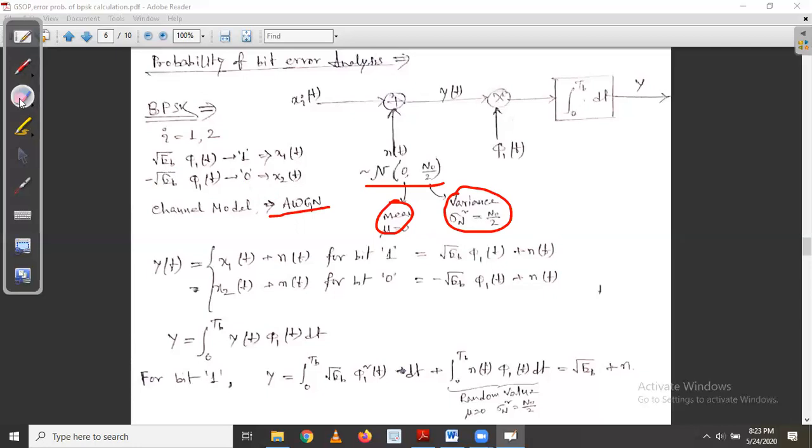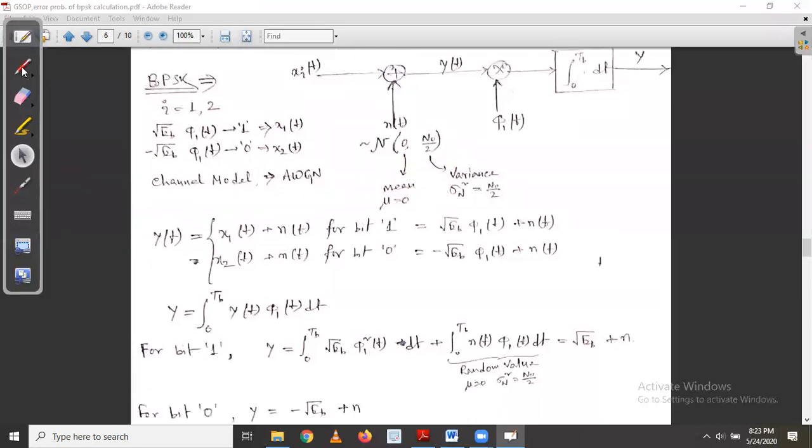That is the first concept. Next, y(t) is what we receive. We are receiving X1 or X2, where X1 means bit 1 and X2 means bit 0. X1 and X2 are added with some noise, and we can write X1 and X2 in this way also, added with some noise. This is for bit 1, this is for bit 0.